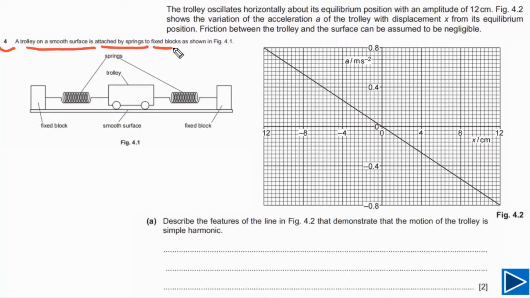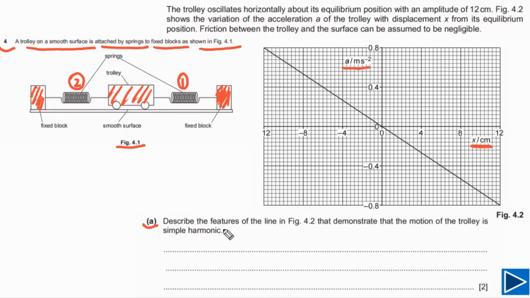by springs to fixed blocks as shown in figure 4.1. As you can see in this figure 4.1, there is one trolley that is attached by two springs. One spring is attached on one side of the trolley and the other spring is attached on the other side of the trolley. And each spring is attached to a fixed block. Fixed block simply means that this block cannot move. It will stay at rest. For this question, an acceleration against displacement graph is also given to us.